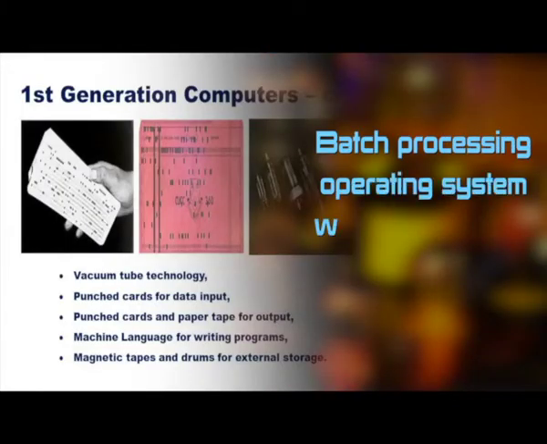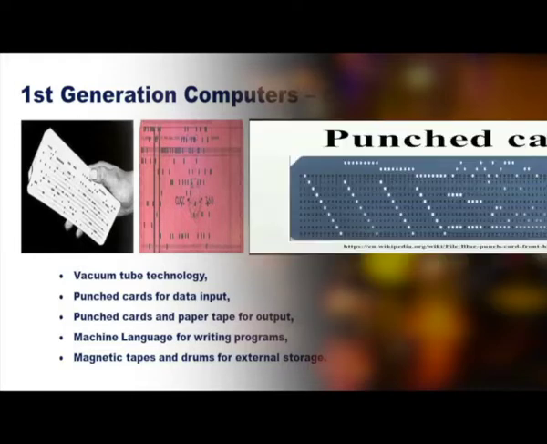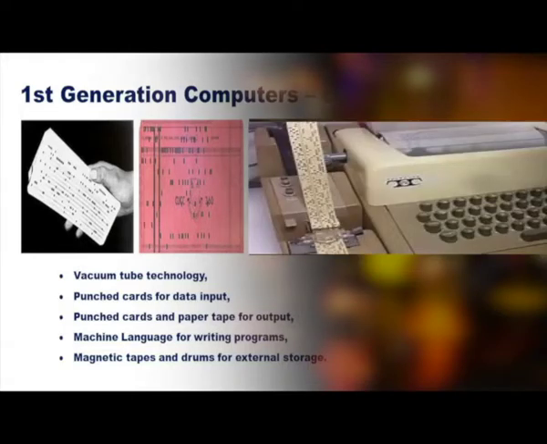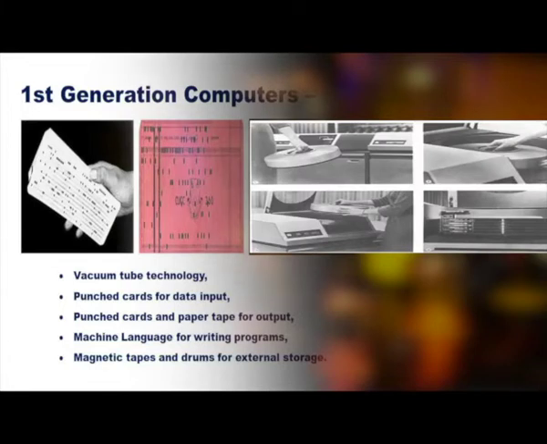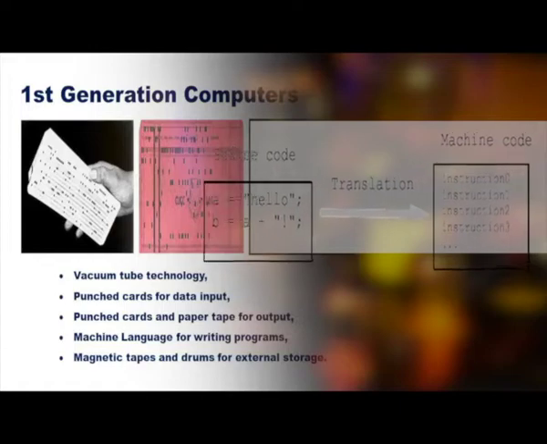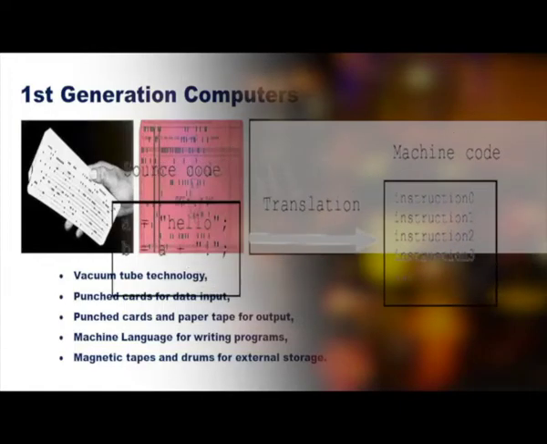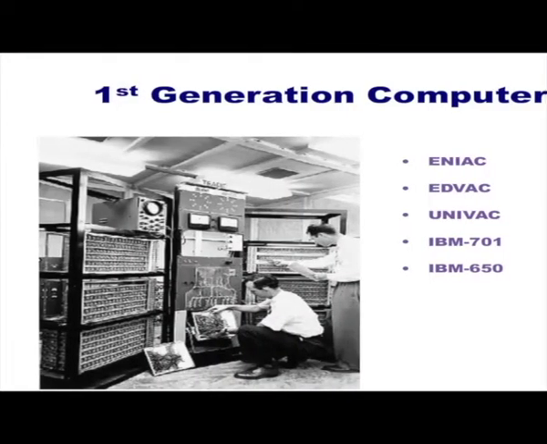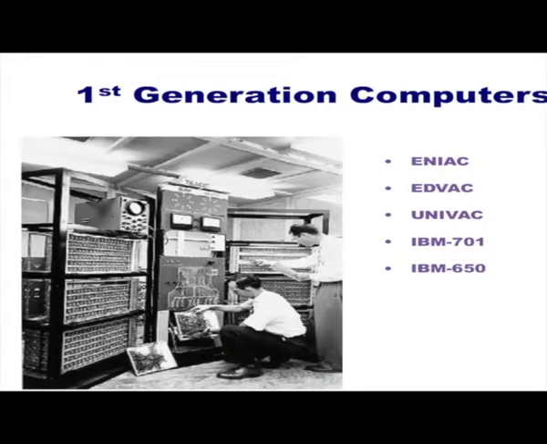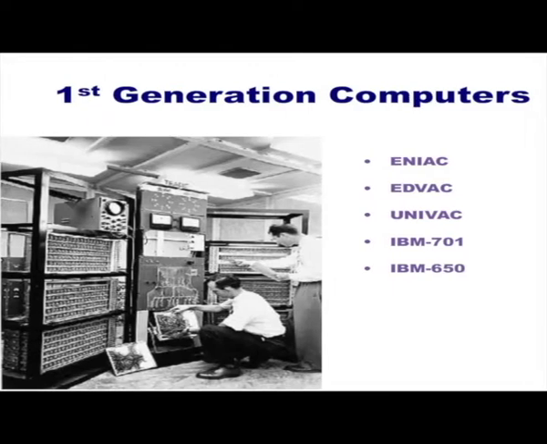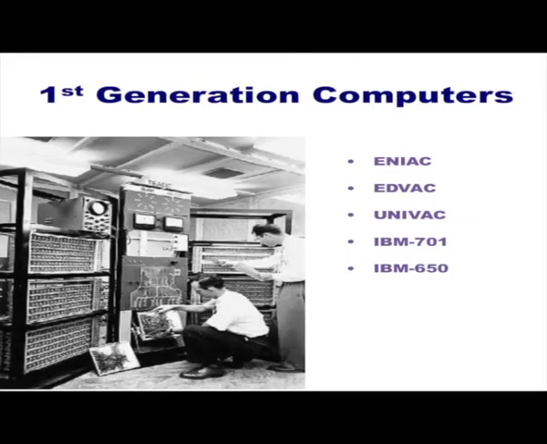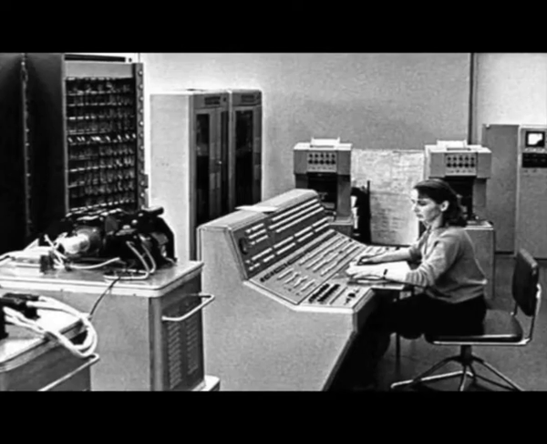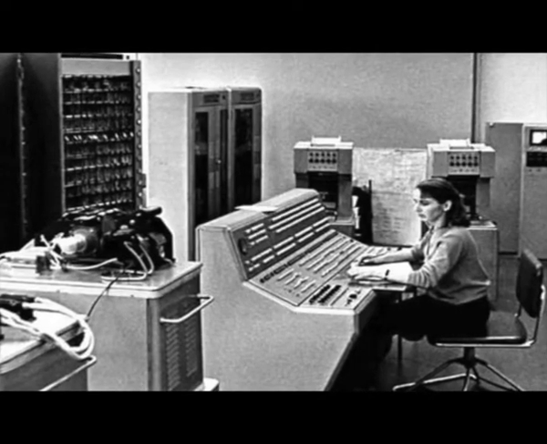In the first generation, mainly batch processing operating system was used. Punched cards, paper tape and magnetic tapes were used as input and output devices. The computers in the first generation used machine code as the programming language. The computers of the first generation were very bulky and emitted large amount of heat which required air conditioning. They were large in size and cumbersome to handle.